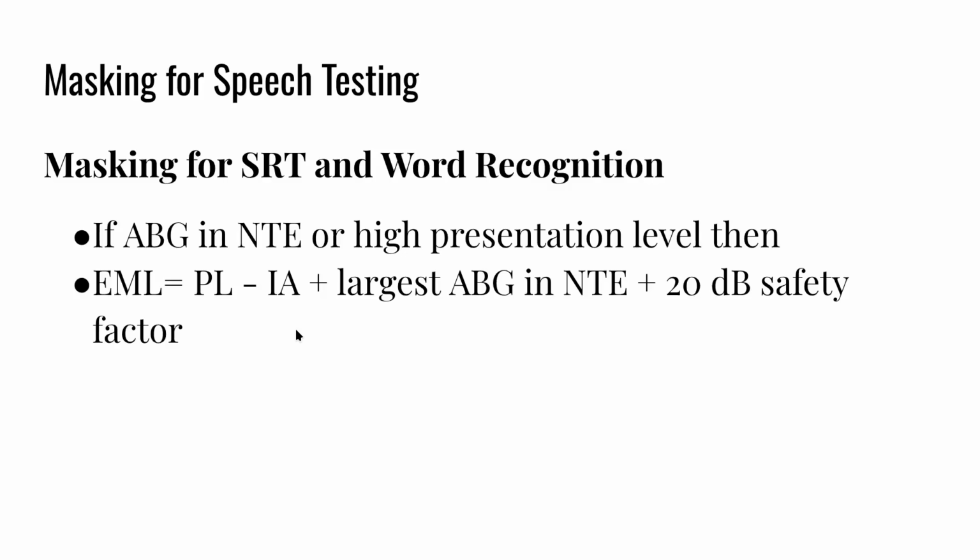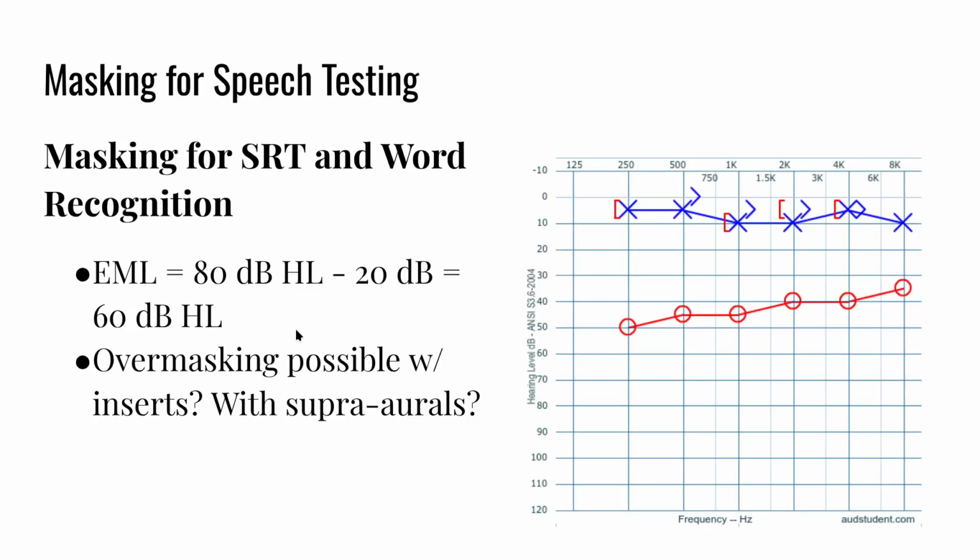That's a pretty high presentation level. I probably wouldn't do that high of a presentation level because then you run the risk of overmasking. I would probably stick with a 60 dB presentation level for the masker in the non-test ear in that scenario.